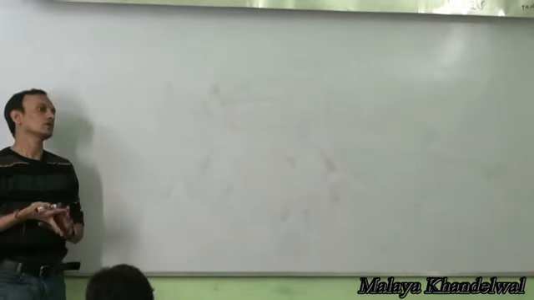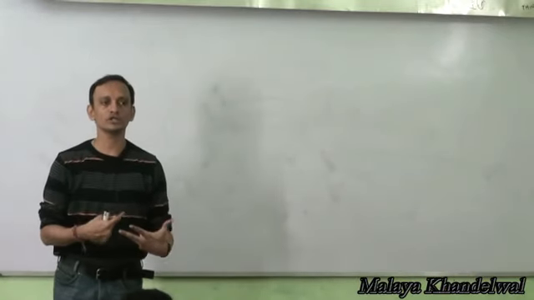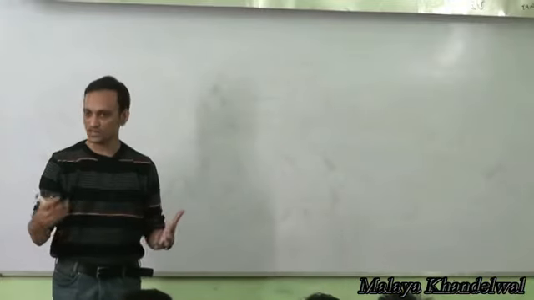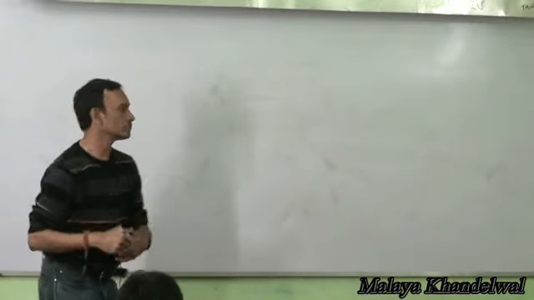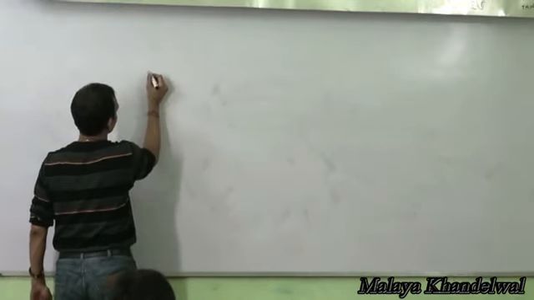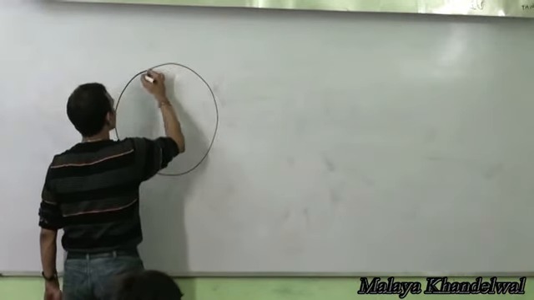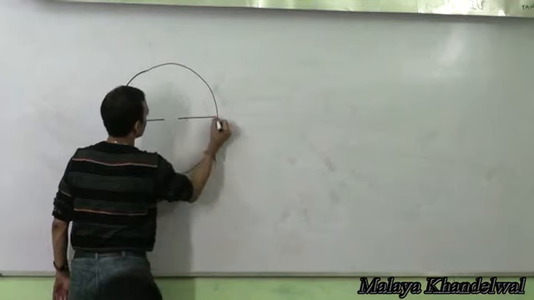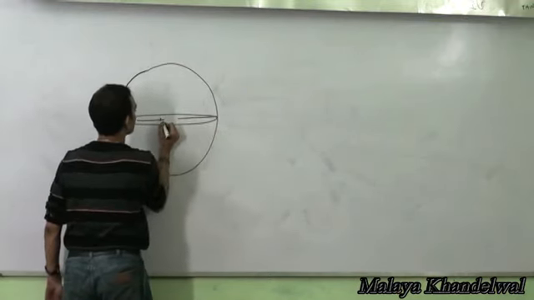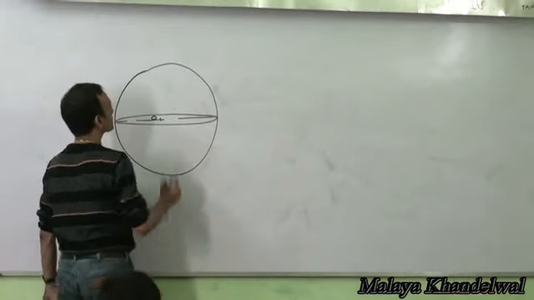Now, we would look at the variation of g caused by the rotation of the earth. In this case, we've not taken into account the effect of the rotation of the earth. The earth has an equator here. This is the equatorial plane, right?